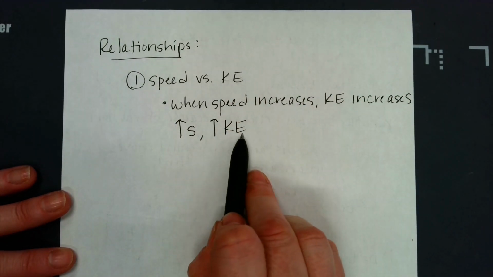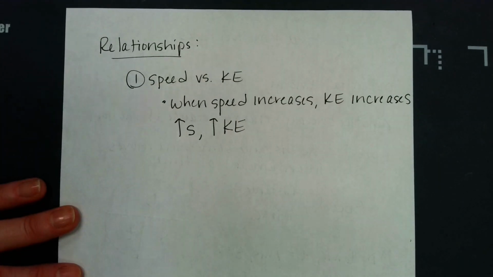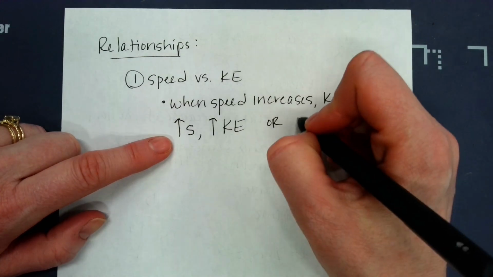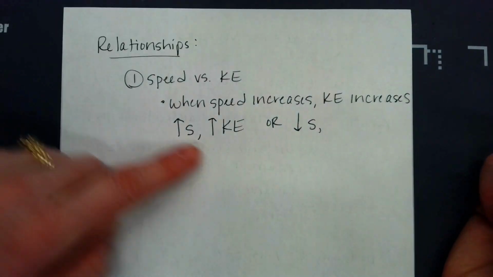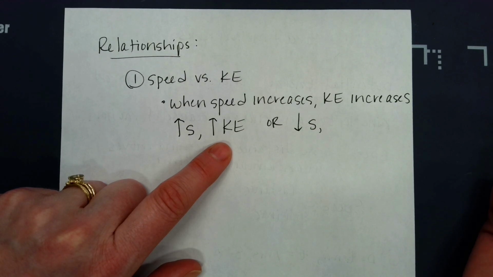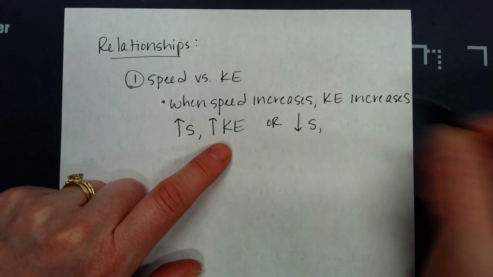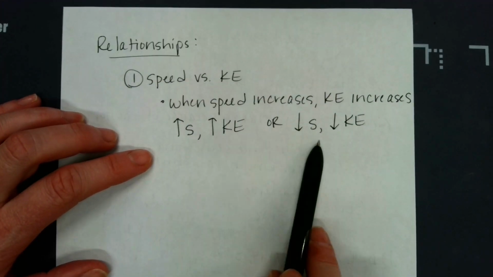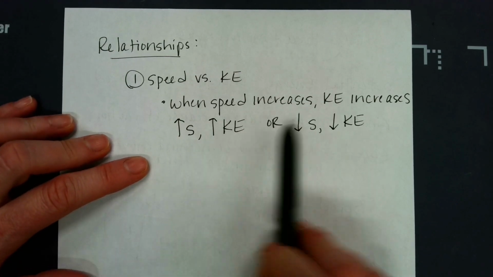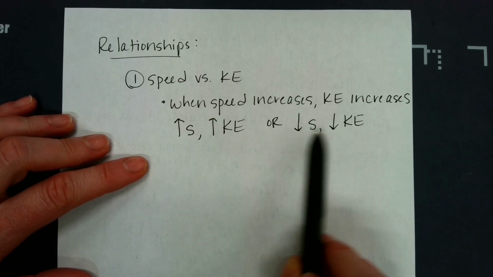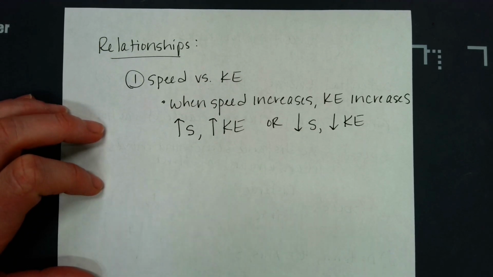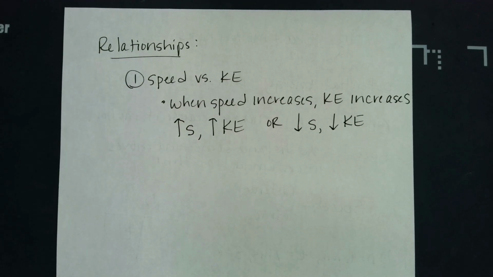Kinetic energy is big K, big E. Or we could flip this, couldn't we? If we decrease our speed, what happens to our kinetic energy? You decrease kinetic energy. They both go, the direction of the arrows go the same way. It's called a direct relationship. When one goes up, the other goes up, or when one goes down, the other goes down. They're going the same direction. Okay? You will get into some more relationships in the future where when one goes up, the other one goes down. That's called an indirect or an inverse relationship. So it's a different kind.